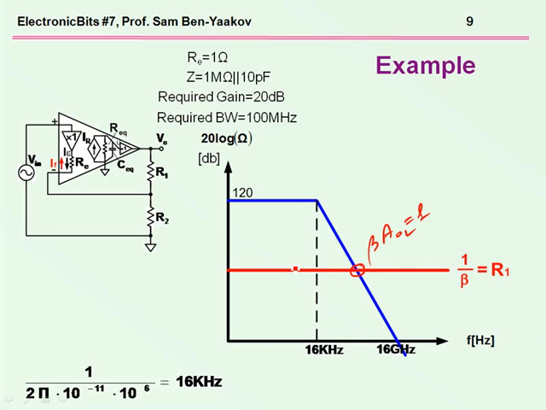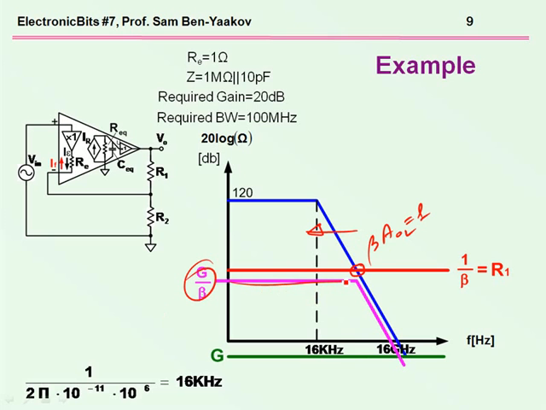Because in the area below this, the gain is G over beta. This is the gain. The area above it, the gain is G times A open loop, as we've seen before. So this is the crossover frequency, and this is the end of the bandwidth.